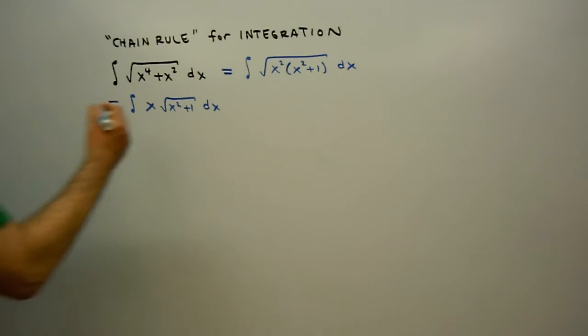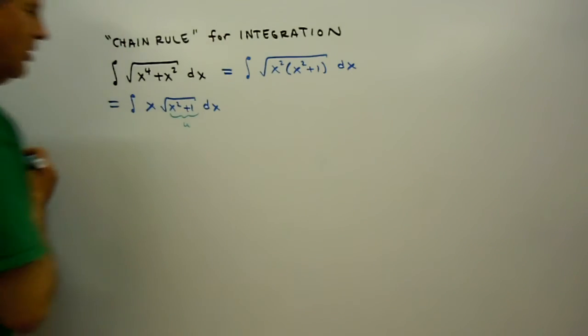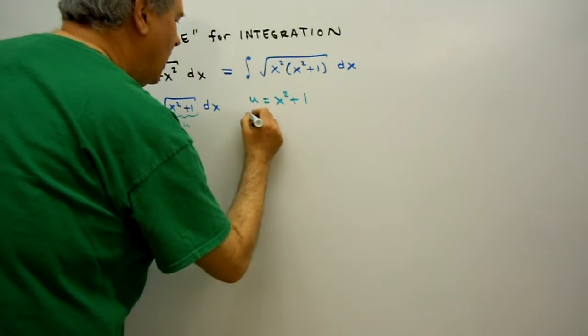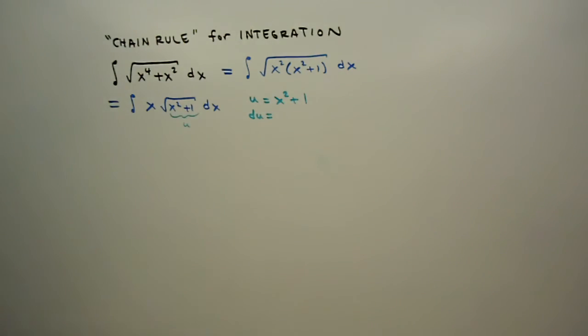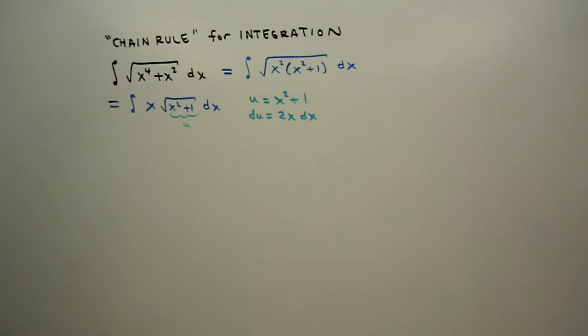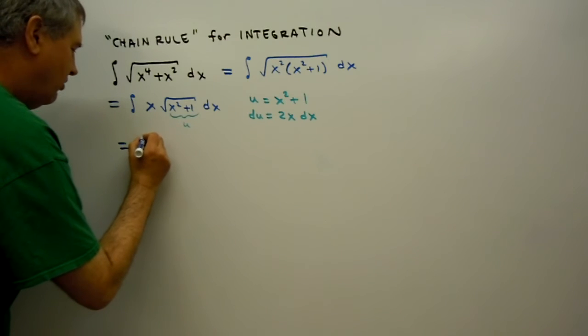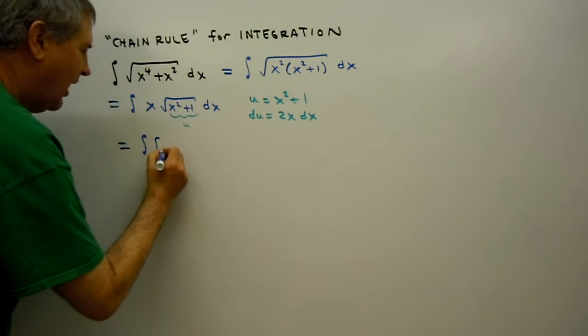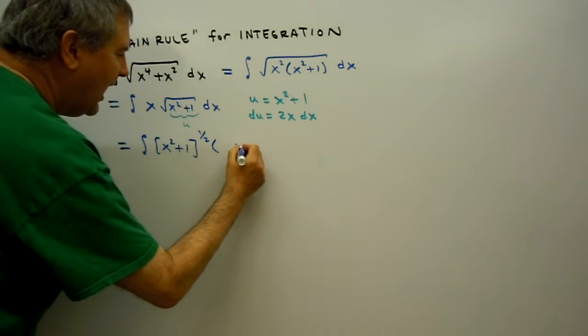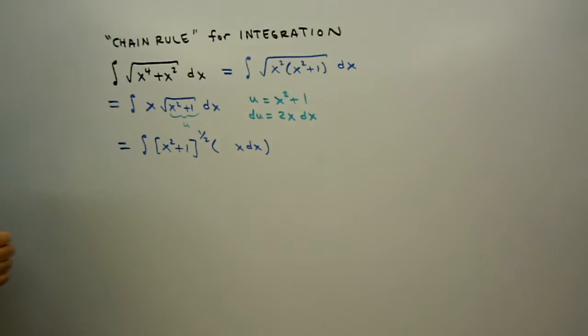On the inside, again, think of the inside as the possible u. u would equal x squared plus 1. And then the du, the derivative of that, would be 2x dx. Does it look like we can get there with a simple adjustment by a constant? We have the x there, so yes. Let's go ahead and rewrite it, setting up to do the actual integration. So we have x squared plus 1 to the 1/2 power, and then we have our x dx.